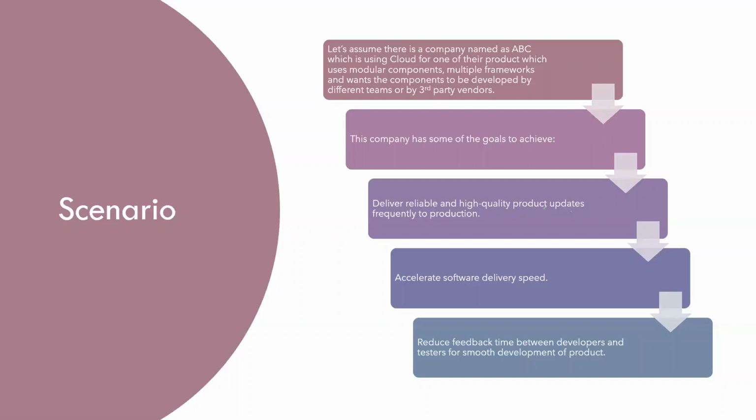So basically they can achieve continuous deployment and continuous delivery, and they can release the deployments and the code very, very frequently. So the ultimate goal the company wanted to achieve was to deliver reliable and high quality product updates, accelerate their delivery speed, and reduce the feedback time.